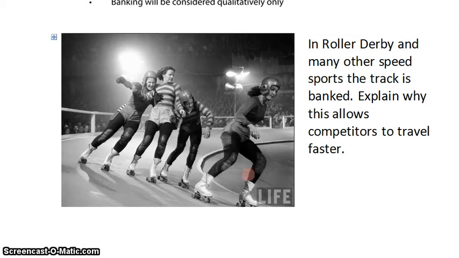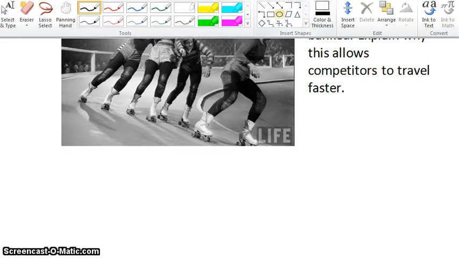So for an example of banking, we can look at racing sports such as roller derby, where competitors go around a circular track and the track is banked. There's an angle to it. And this banking of the track allows the competitors to move faster. Our job is to explain why you can move faster on a banked track than you can on a flat track. So to understand the difference, probably the first step is to understand what happens on a flat track when you move around a circle.